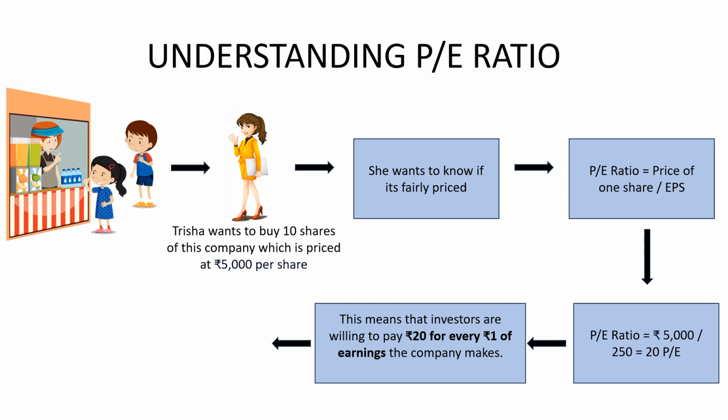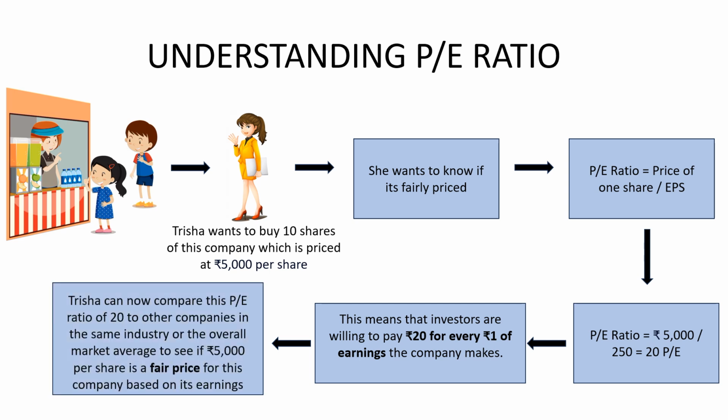Now what can Trisha do from this analysis? She can compare the PE ratio of 20 to other companies in the same industry or the overall market average to see if 5,000 rupees per share is a fair price for this company based on its earnings. Understood? Isn't it simple? This is exactly how one makes use of PE ratio to analyze undervalued and overvalued stocks.